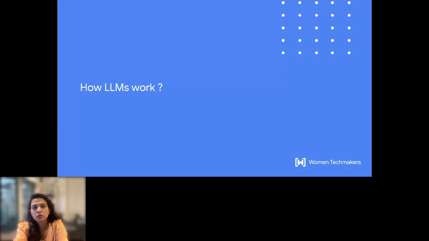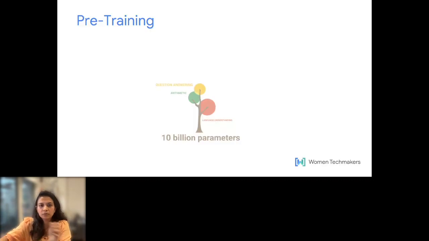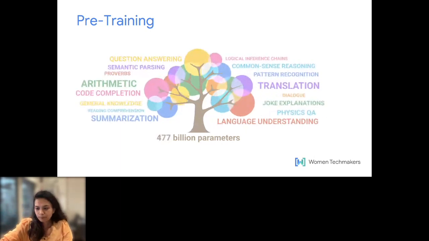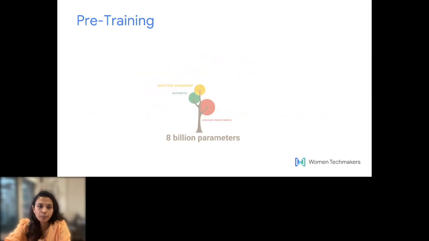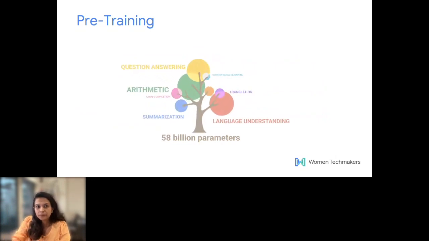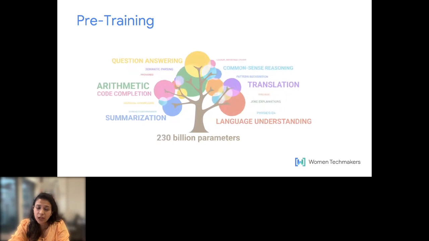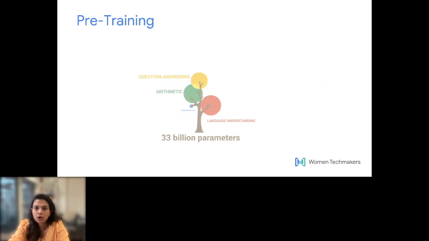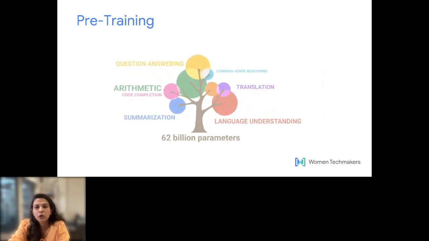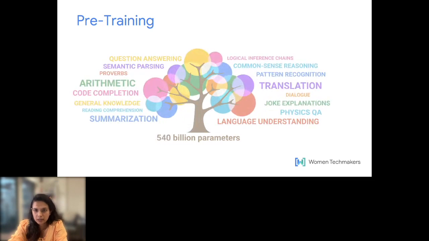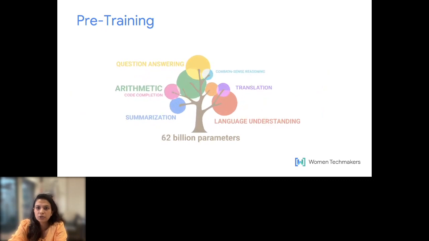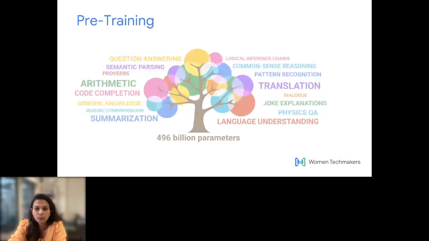So enough about the transformer architecture. Now let's get into how LLMs work. So pre-training is an important step in the working of a large language model. Every LLM on the market has been trained on a large corpus of text data and on specific language modeling related tasks. So during pre-training, the LLM tries to learn and understand the general language and the relationship between words.